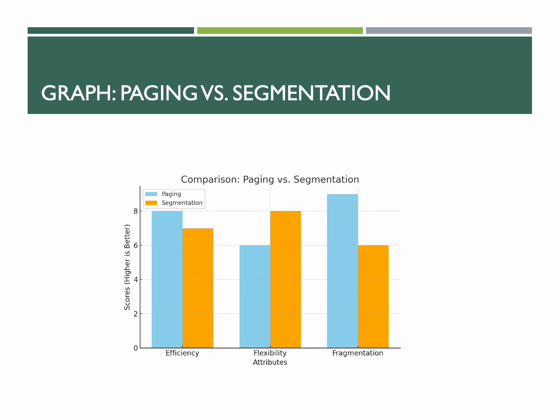Second is flexibility. Segmentation, shown in the orange bar, is more flexible. It divides memory into logical segments that align with program structure, such as code, data, and stack. This flexibility allows for better memory organization and sharing. Third is fragmentation. Paging has an advantage here as it minimizes external fragmentation. However, segmentation suffers from external fragmentation due to variable sized segments.